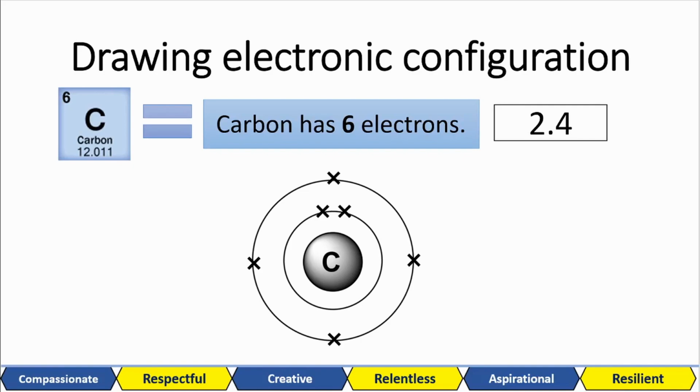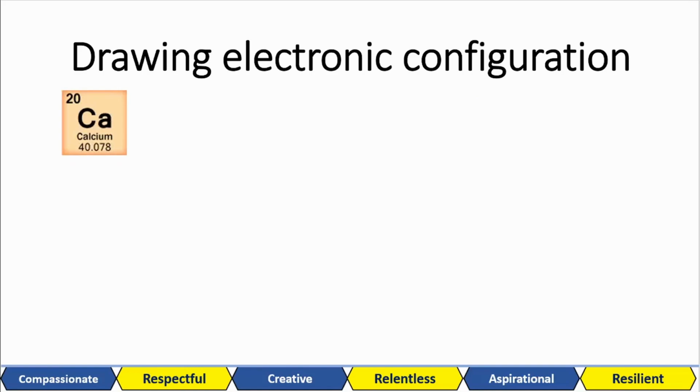At GCSE, you don't need to worry about how the electrons are arranged within the shell. All you need to do is make sure that you have got the right amount of electrons in that shell. Have a go at this one.